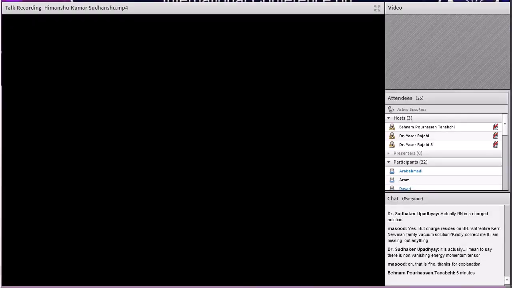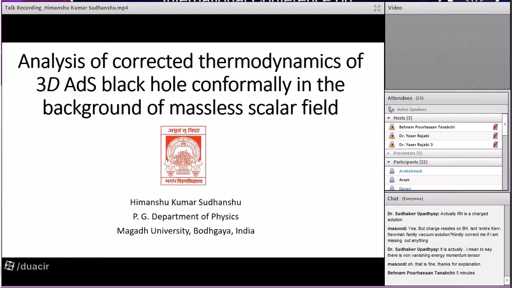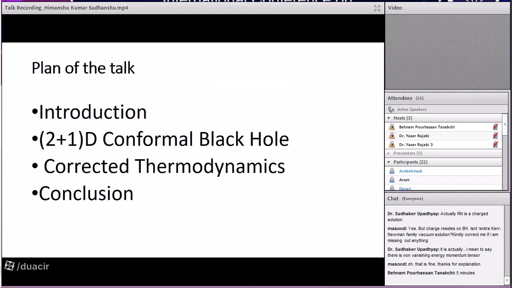Analysis of corrected thermodynamics of 3D black holes in AdS spacetime conformally in the background of massless scalar field. The outline of my talk will be about the introduction of black holes and their thermodynamic system, then about 3D conformal black holes and their corrected thermodynamic parameters, and last will be about the conclusion of the results I have found.